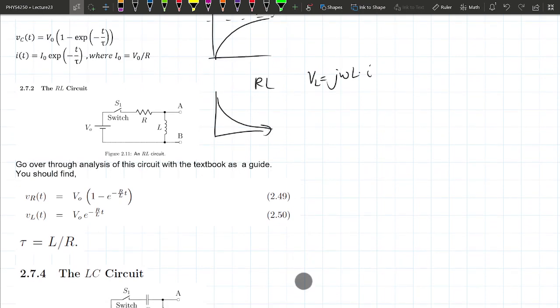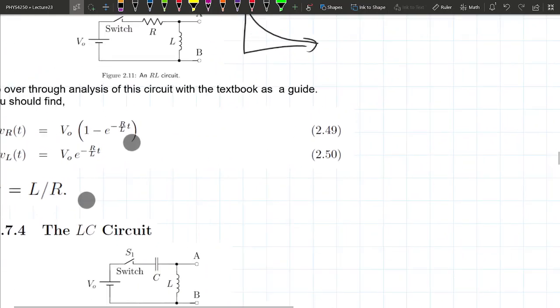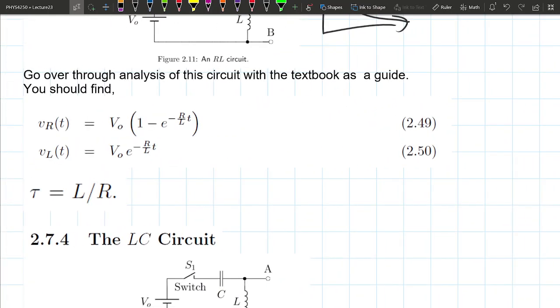What's more neat is, before we move on, when you derive all this, you go through all the little math that the book will show you, and you end up with this constant. Up here, let's just look at this one because that's more interesting. You have this constant once again. I'm going to rewrite this in a better form: V naught e to the negative t over L over R. Why did I do that?